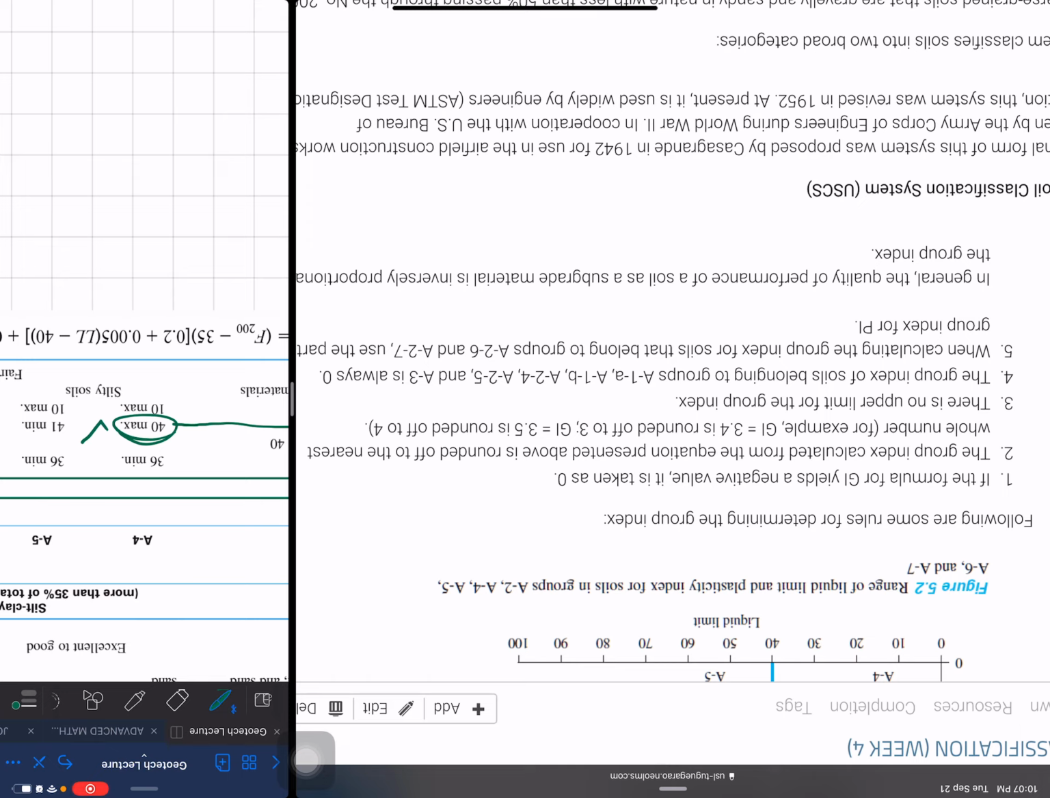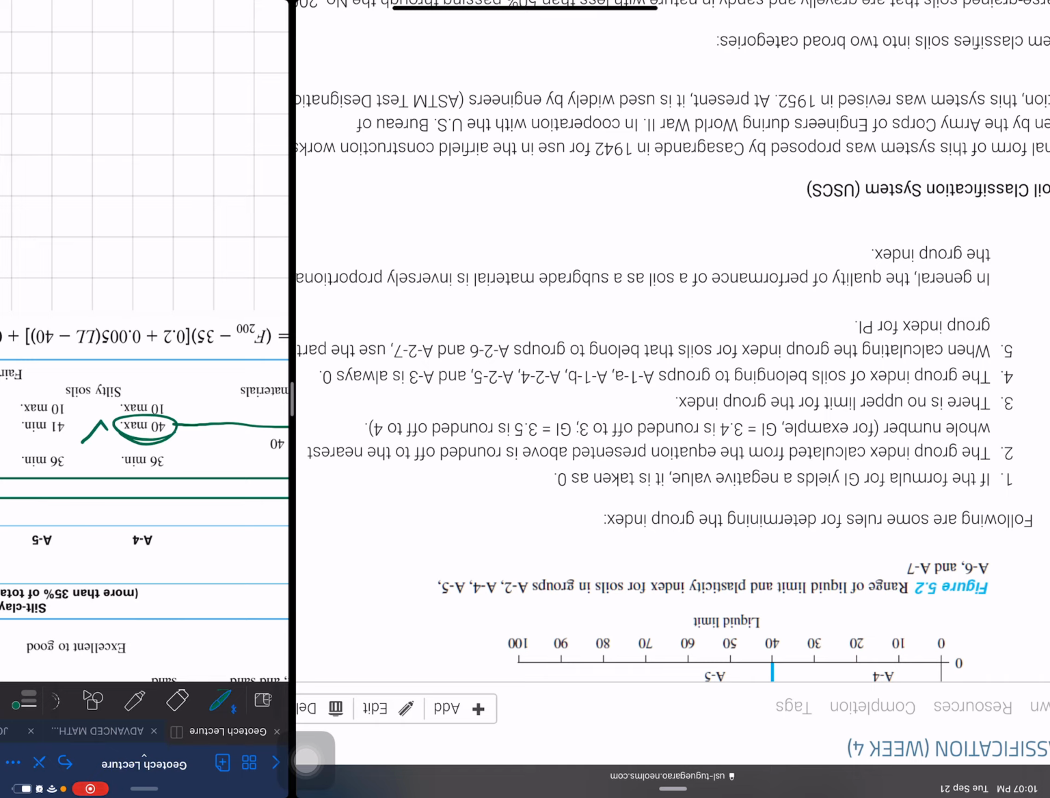Okay? Then, number 3, sabi dito, no upper limit for the group index. It means, kahit mag 1 million yung group index ninyo, valid pa rin siya kahit mag 1 million yan. Wala tayong upper bound. Okay? Basta wag lang siya mag-negative.